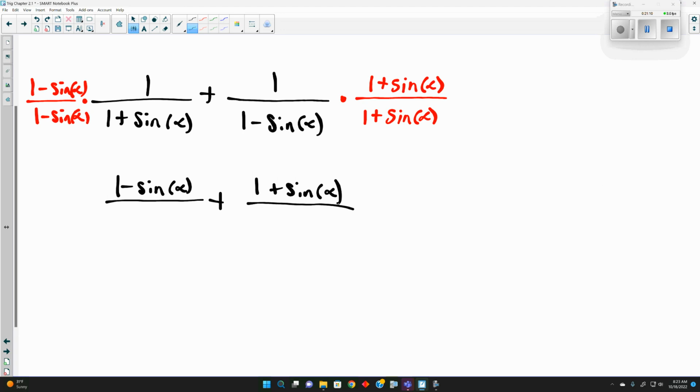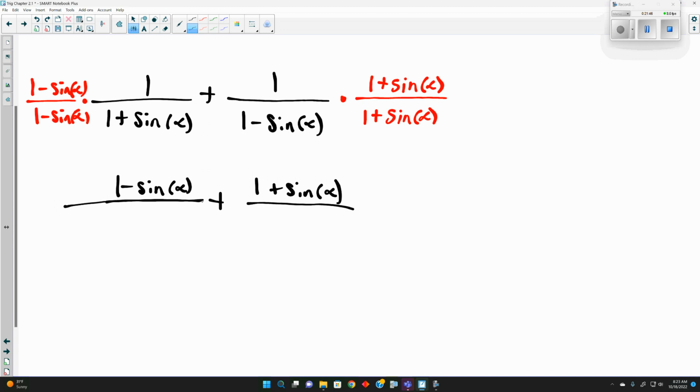Now when we look at the denominator, 1 minus sine of alpha and 1 plus sine of alpha, those have a little bit of a special property, don't they? They're the difference of perfect squares. Because our difference of perfect squares, a squared minus b squared, is a plus b times a minus b. So these are a difference of perfect squares, which will work out nicely. This is going to be one of our trigonometric identities. So this one here we would multiply out.